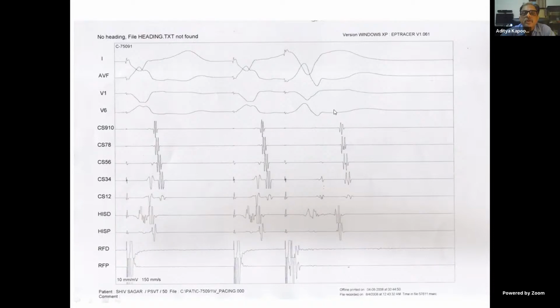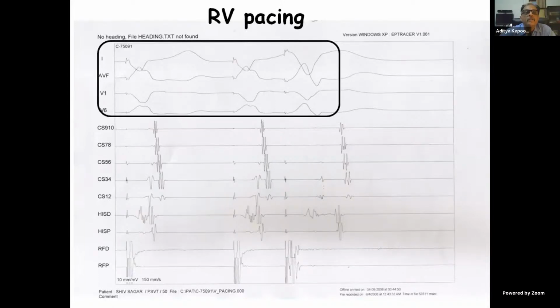Yes, sir. Please tell me what chamber is being paced. Sir, RV. Excellent. I have marked this for you, because the pacing spike is falling synonymous with the QRS. Is it true RV apical pacing, or from the RV base or around the RV outflow tract? Sir, from the outflow tract. Probably it's slightly above the apex, because as you rightly said, AVF is positive. If it were from the RV apex, AVF would have been negative.